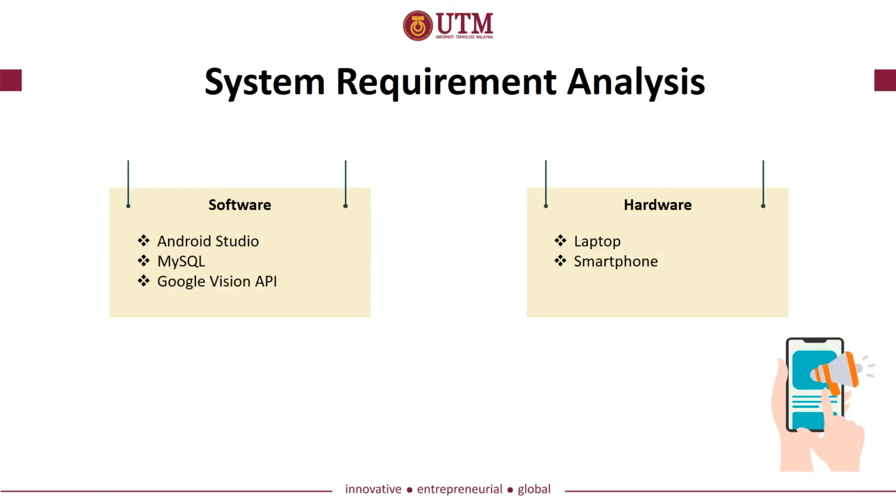So this is the system requirement analysis. The software that I'm going to use is Android Studio, MySQL, and Google Vision API. The hardware associated with this project is a laptop, and to run the real prototype, a smartphone or mobile application that can be downloaded from the Google Play Store.